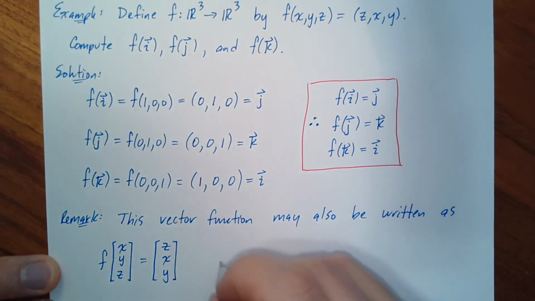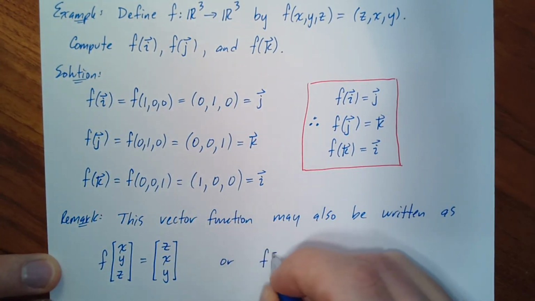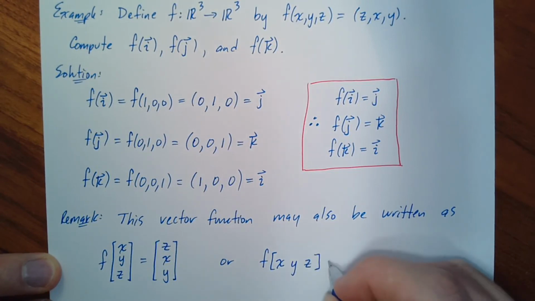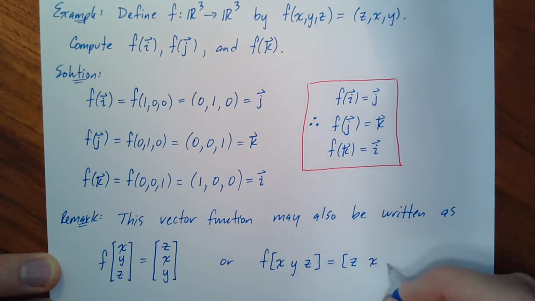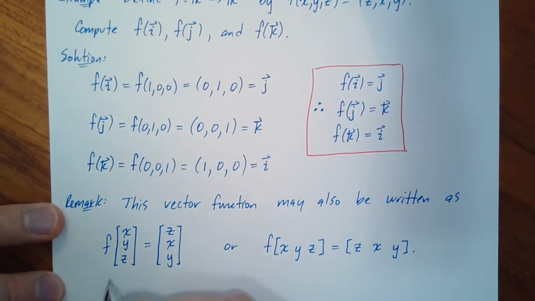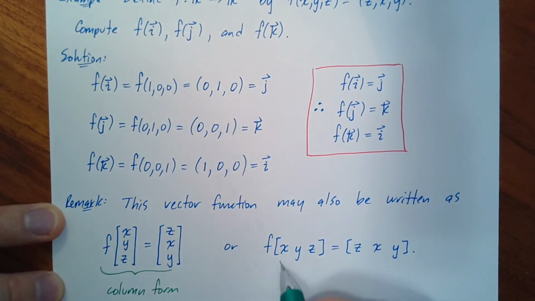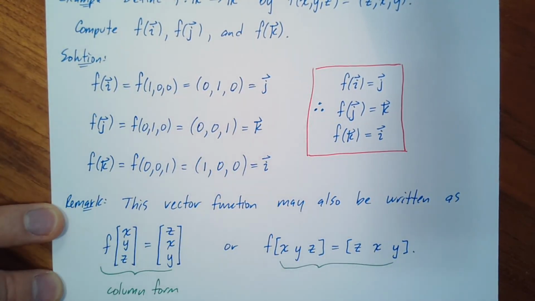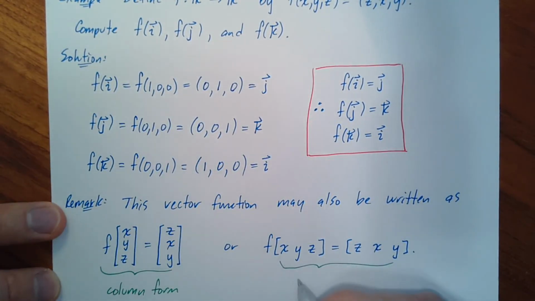Or I could use row form. F of (x, y, z) is equal to (z, x, y). So this is called column form just because you're using column vectors. And this is called row form because you're writing the input and output vectors as row vectors.